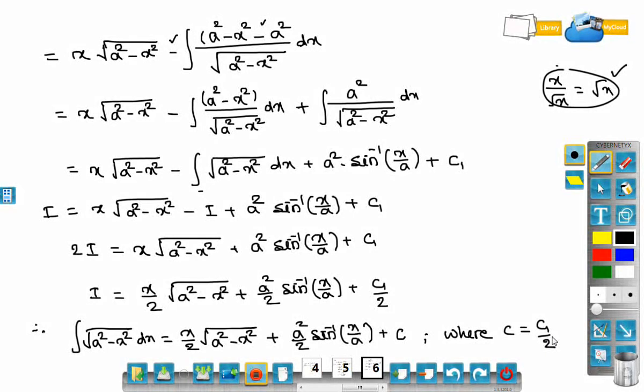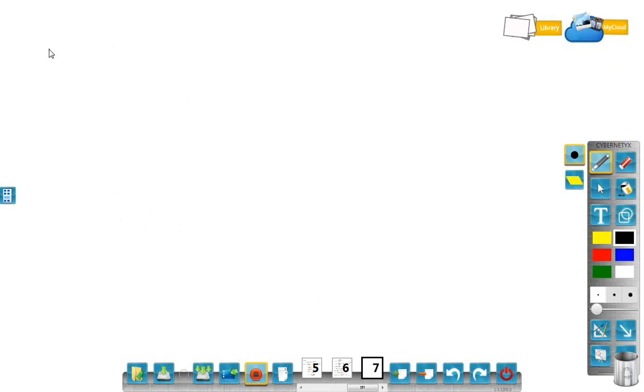Isn't that so? Now we'll see one more example. Oh, sorry, one more theorem here. It is the integral of under root of x square minus a square. See one more result. Theorem number next. Prove that the method of proof is again the same.